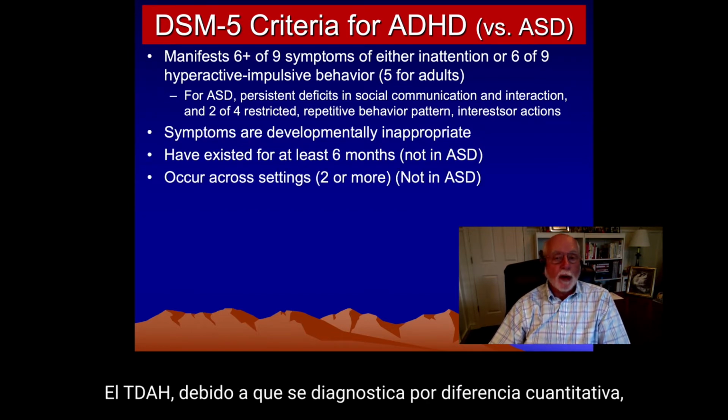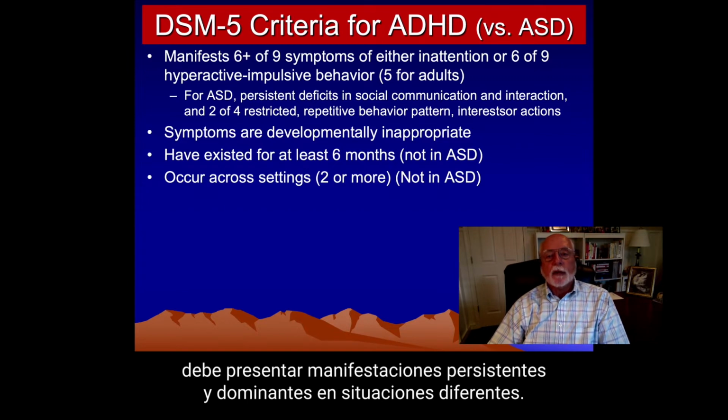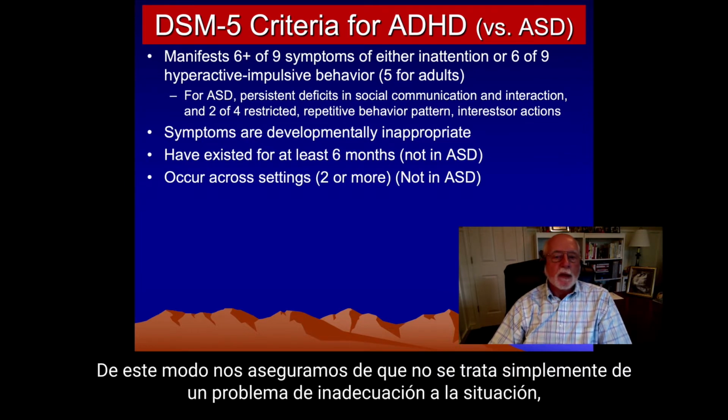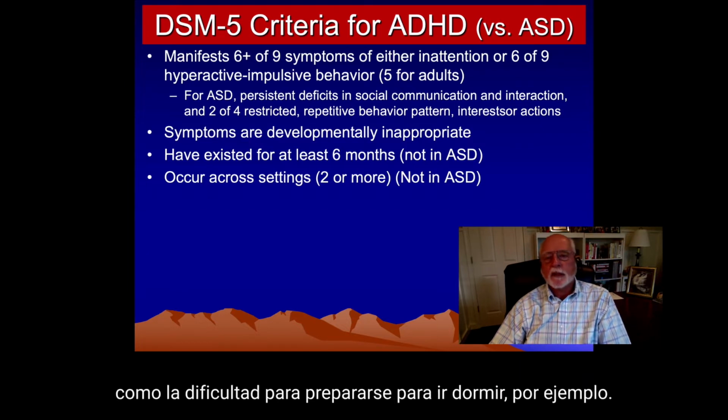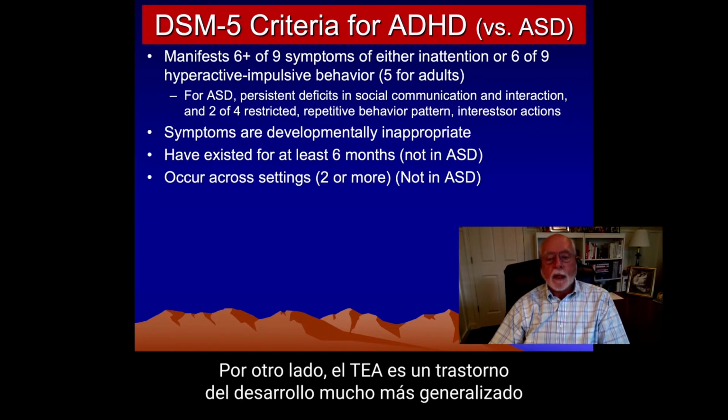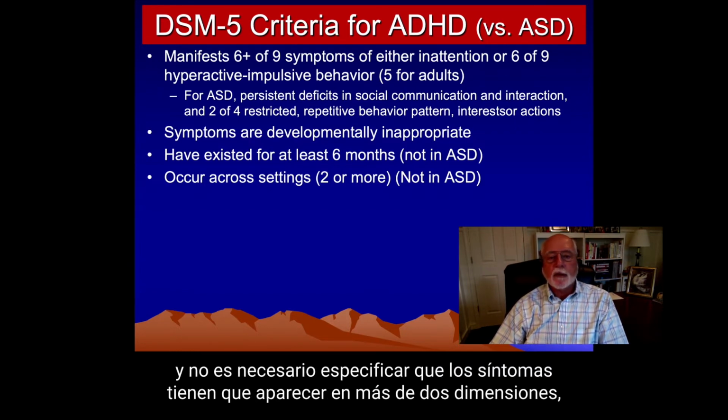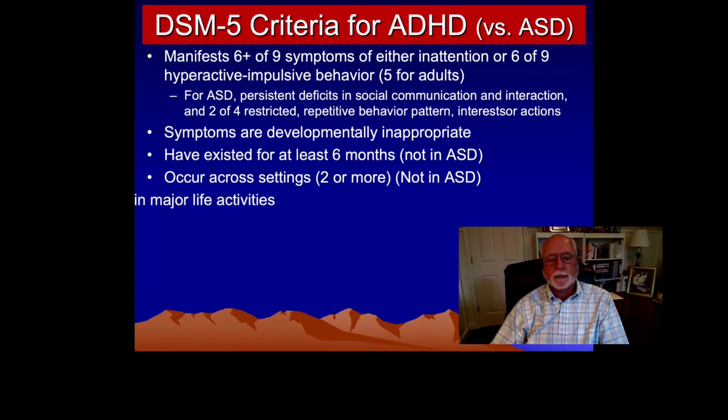ADHD, because it is a quantitative difference, is identified by being persistent and pervasive across several different situations. This is to make sure that it's not simply a situationally inappropriate problem, such as difficulties getting ready for bed in the evenings, for instance. On the other hand, ASD is a much more pervasive disorder of development, and there is little need to specify that the symptoms have to occur in more than two places, because they invariably do.